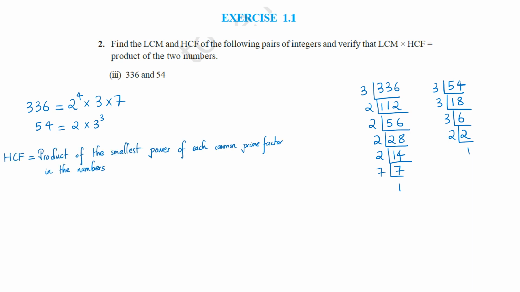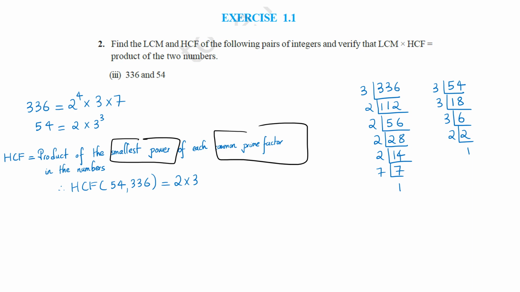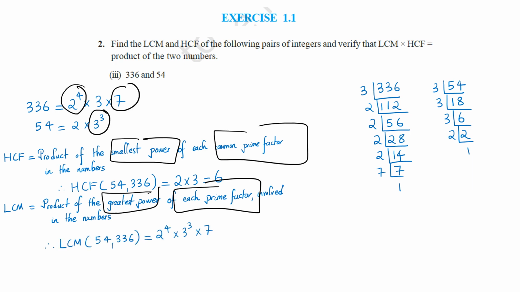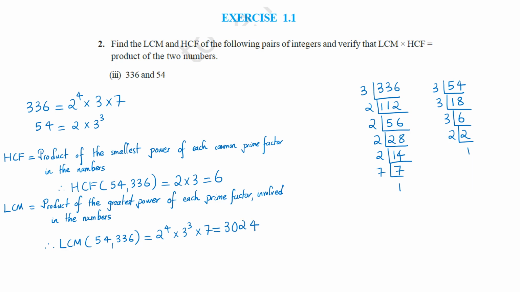Now let's find the HCF, which is the product of the smallest power of each common prime factor. So HCF is 2 times 3, which is 6. And LCM is the product of the greatest power of each prime factor. So we have to multiply 2 cube, 3 cube, and 7, which is 8 times 9 times 7, which is 3024. So let's verify it real quick.